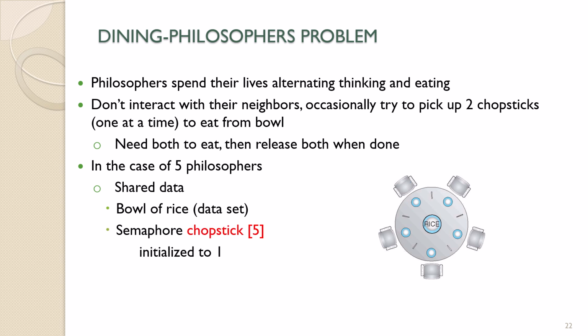One way to do it is to have a semaphore for each chopstick. Like I said, this one is 1, 1, 1, 1, and 1. So when this philosopher runs his wait, remember that wait decrements. So it's going to change the value of this one to 0. And then he's going to wait on this one, change this value to 0.